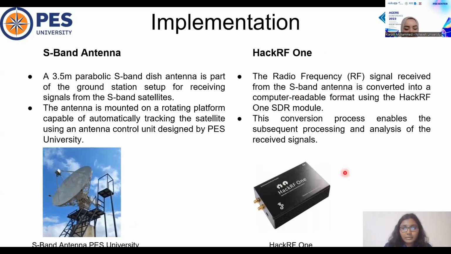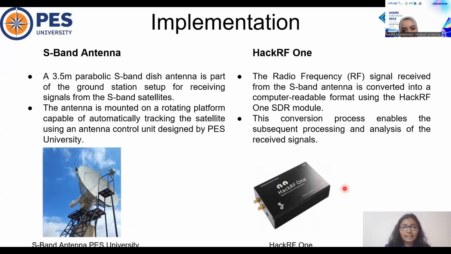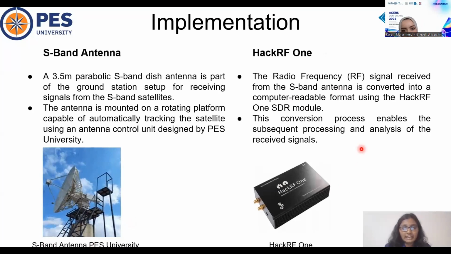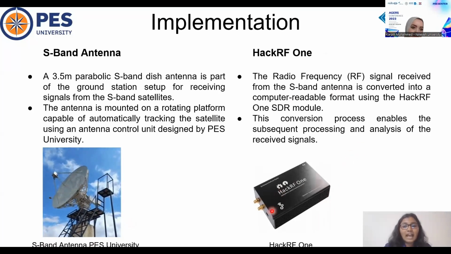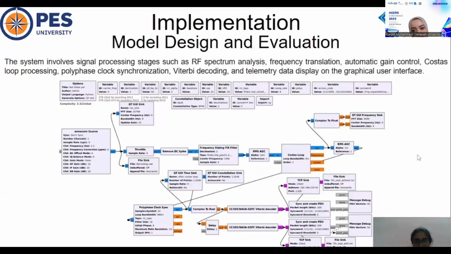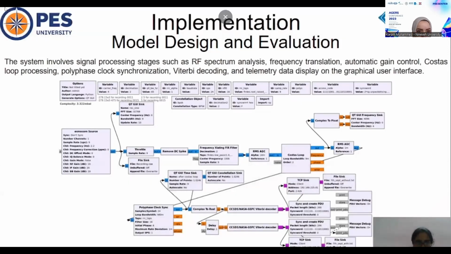The radio frequency signal received from the S-band antenna is converted into a computer-readable format using the HackRF1 SDR module. This conversion process enables the subsequent processing and analysis of the received signal. This is the HackRF1 module used for this proposed model. I'm Harshita. I will be explaining the different signal processing techniques used to demodulate and decode Sindhunetra satellite signals. The system involves signal processing stages such as RF spectrum analysis, frequency translation, automatic gain control, Costas loop processing, polyphase clock synchronization, Viterbi decoding, and telemetry data display on the GUI.